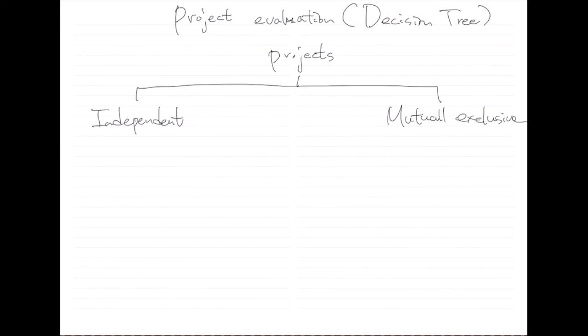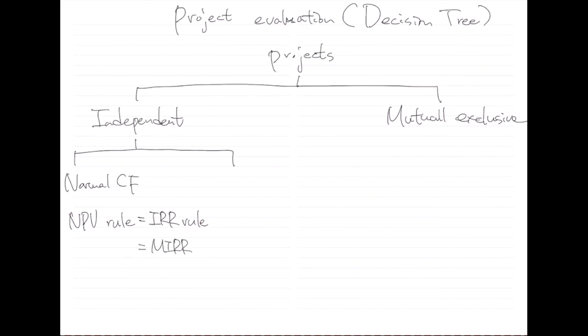In the independent case, we can choose all the projects, right? Not just one project. So there are two types of cash flow. The first one is normal cash flow. In this case, the NPV rule, IRR rule, and MIRR rule give the same result. So it doesn't matter, any of these are fine.